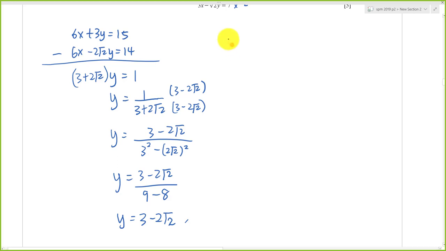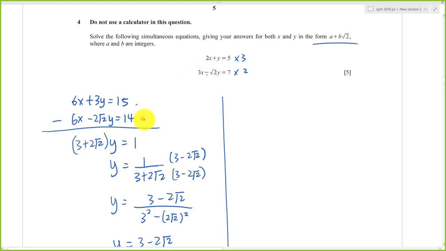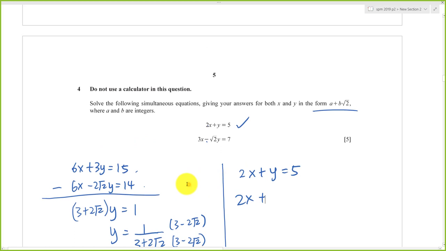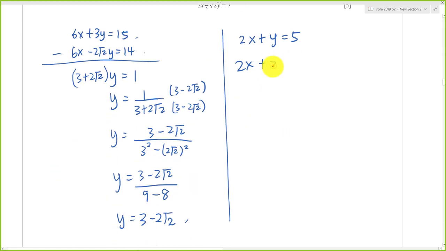Yeah, correct. Okay, if you want to find the x, because you have four equations, 1, 2, 3, 4, choose the easier one. I will choose this one. This one looks a lot easier. 2x plus y equals 5. So 2x plus my y, which is 3 minus 2 root 2, equals 5. I want to find x, so I move things around. 5 minus 3 will be 2, this one will be plus 2 root 2. So x will be divided by 2, 1 plus root 2.